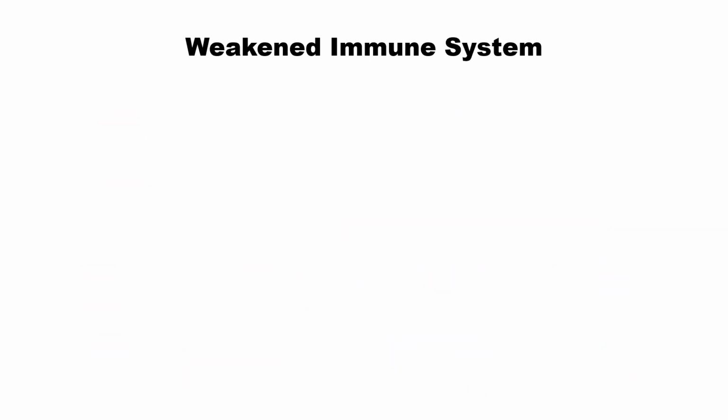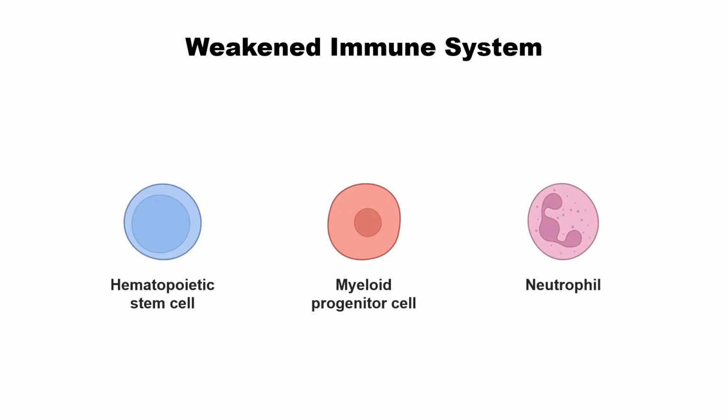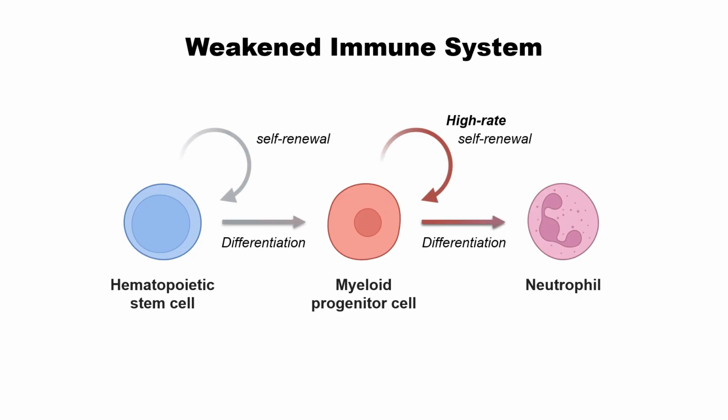The bone marrow-generated white blood cells are important immune system cells. So the hematopoietic stem cell generates the myeloid progenitor cell, and it can make neutrophils and other cell types. These granulocytes are usually short-lived. The myeloid progenitor cell is very actively growing and has a high rate of self-renewal and differentiation power. These cells can be a target of chemotherapy, and myeloid progenitor cells can be decreased. Then eventually the neutrophils and other white blood cells are also decreased.